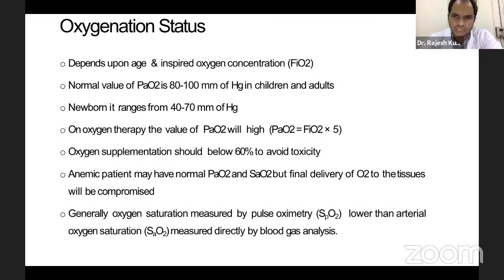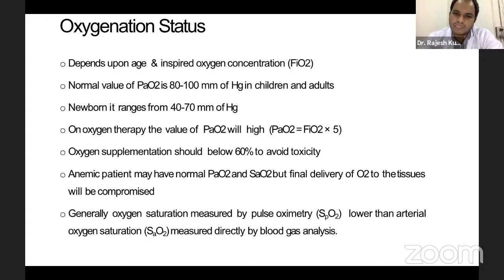Now coming to the oxygen status. As we all know, FiO2 given depends upon age. The normal PO2 value is between 80 to 100 mmHg in children as well as in adults, as we already discussed. In newborns, it ranges from 40 to 70 mmHg. On oxygen therapy, the value of PO2 will be high; I already told you it will be 5 times your FiO2. So oxygen supplementation should be below 60% to avoid toxicity. See, this is a very important point.